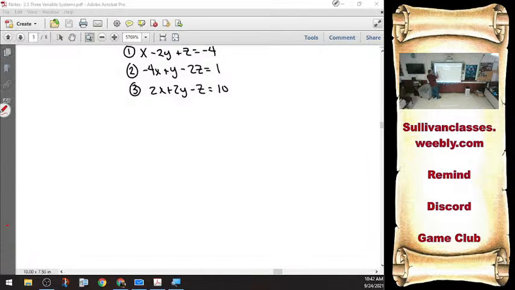I would rewrite equation 1 by subtracting these two over to the other side, or subtract and add, and say if X is 2y minus z minus 4. Y'all cool with that? Add the 2y, subtract the z. Okay. If I say X is this stuff, the goal of 3-variable systems is to not do a 3-variable system. Do a 2-variable, because you know how to do that.